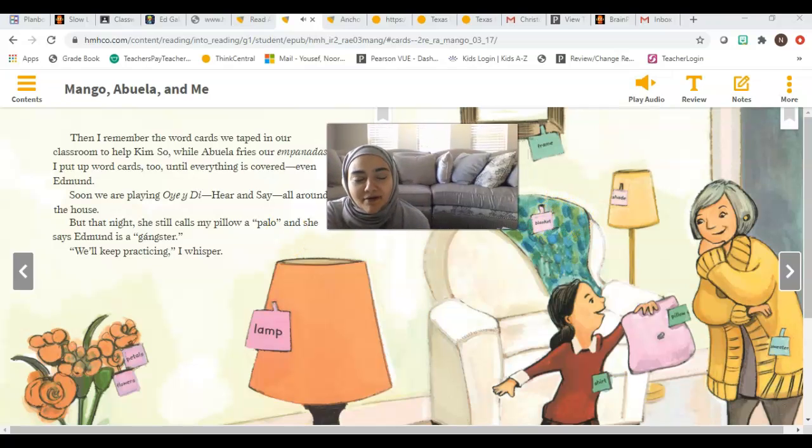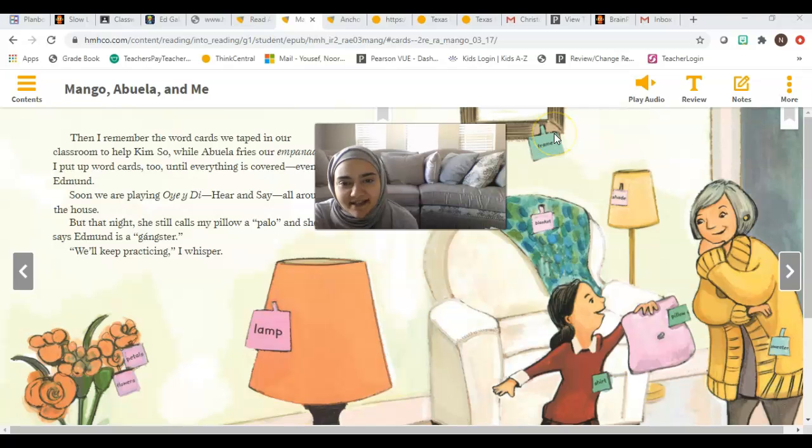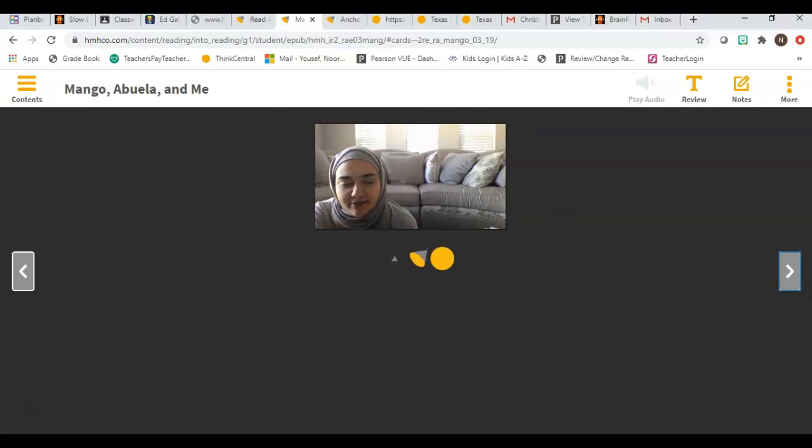So they're now playing games. Look how they have tags on everything. This is a frame, a blanket, a shade, a pillow, shirt, sweater, lamp, right? She's teaching her. That's really sweet of her.